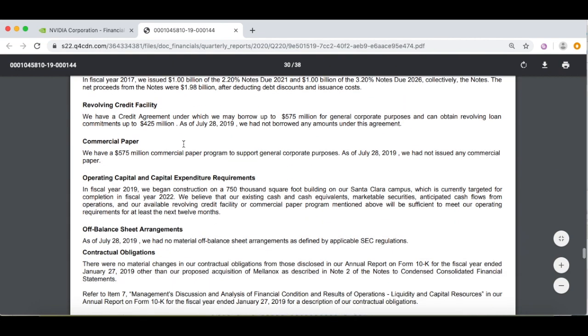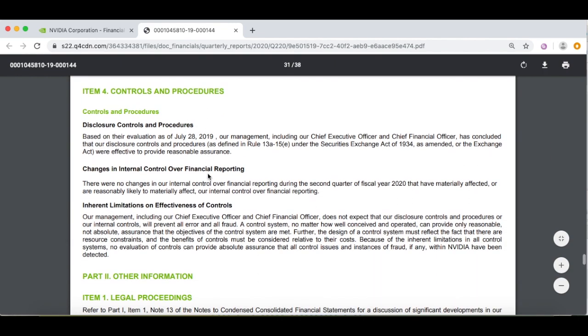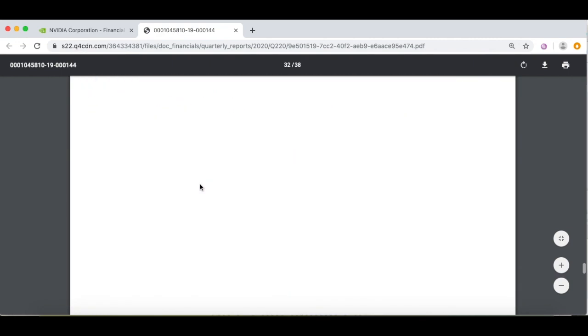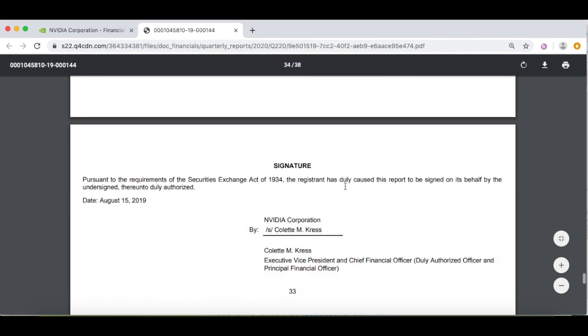More talk about some of the debt and things like that. And guys, that's about it. The rest of this is kind of some boilerplate stuff and some corporate signing. So give yourself a pat on the back. You made it through another 10-Q.